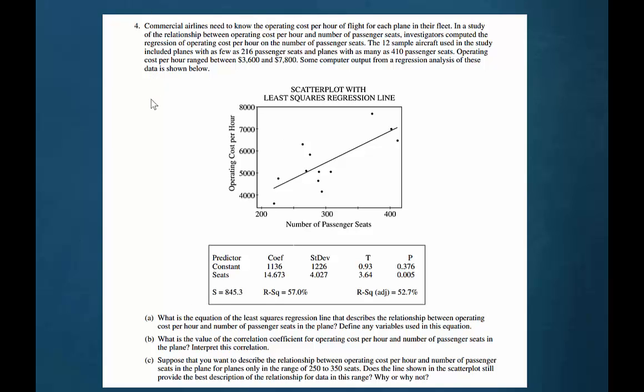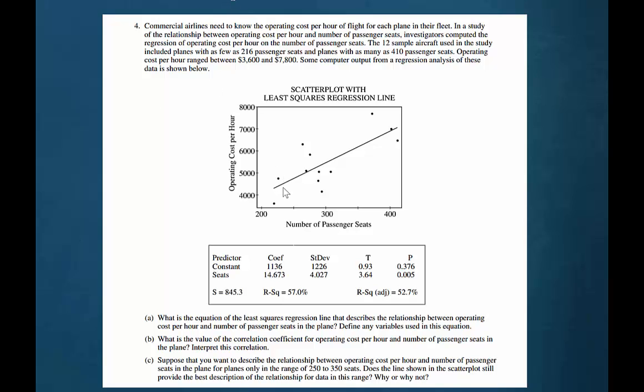So let's read this. Commercial airlines need to know the operating cost per hour of flight for each plane in their fleet. In a study of the relationship between operating cost per hour and number of passenger seats, investigators computed the regression of operating cost per hour on the number of passenger seats. The 12 sample aircraft used in the study included planes with as few as 216 passenger seats and planes with as many as 410 passenger seats. Operating cost per hour ranged between $3,600 and $7,800. Some computer output from a regression analysis of these data is shown below.